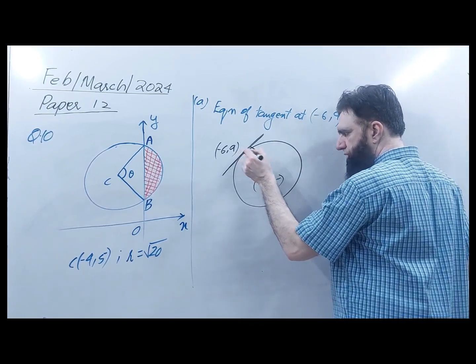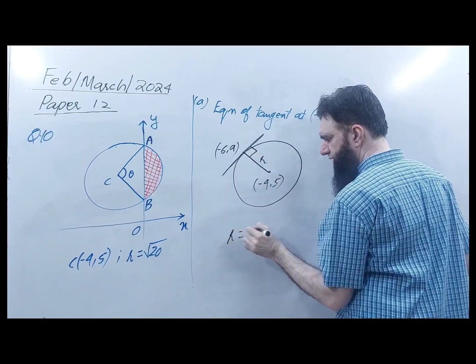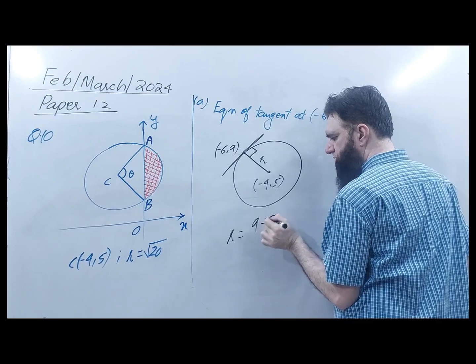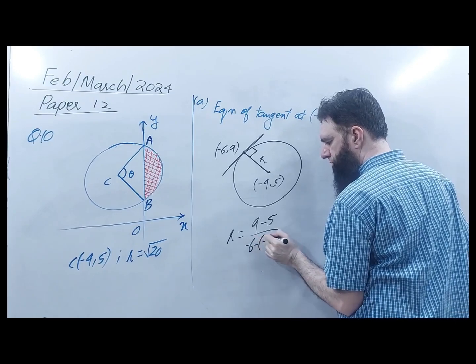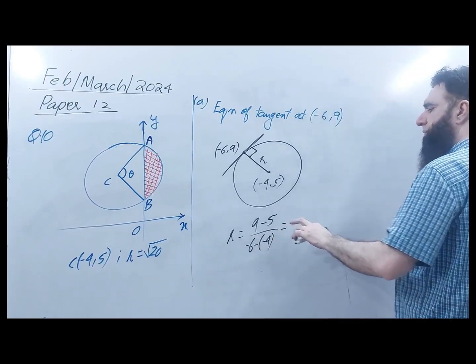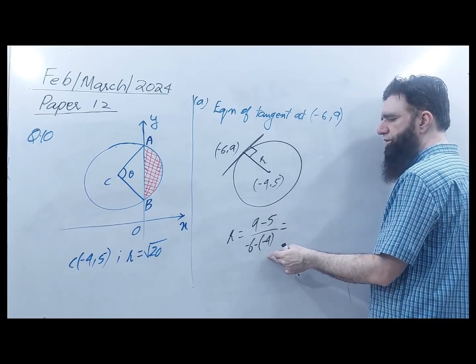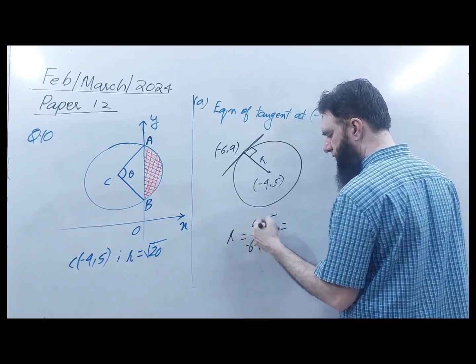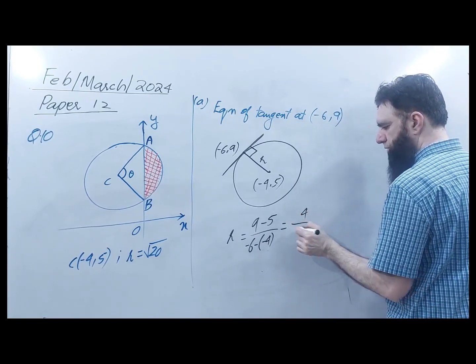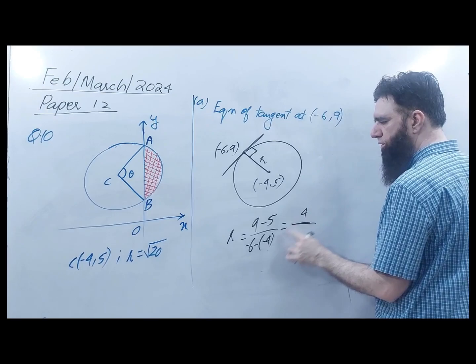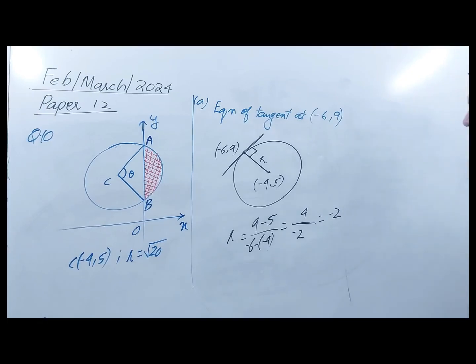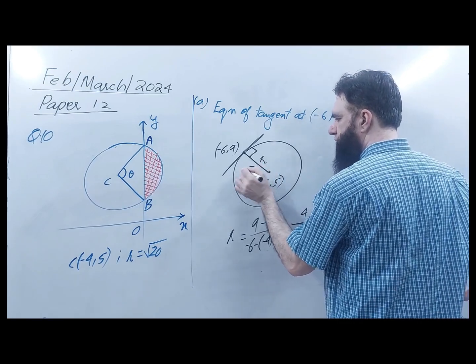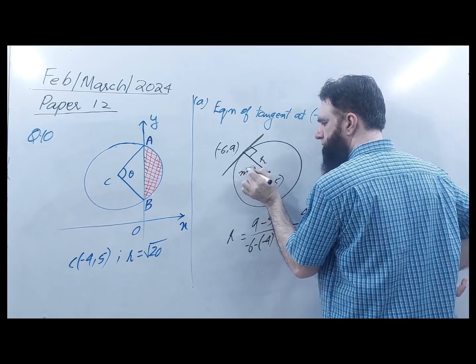So the gradient of the radius is y2 minus y1 over x2 minus x1. This is y2, this is y1, this is x2, this is x1, minus 6. Make sure that you write the values correctly. Sometimes kids write x values in the numerator and y values in the denominator, and the calculation becomes wrong. 9 minus 5 is 4, and minus 6 plus 4 is minus 2. So the gradient is minus 2.